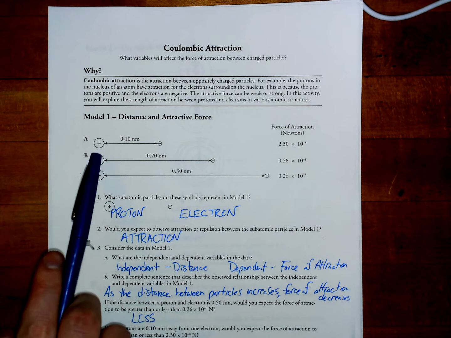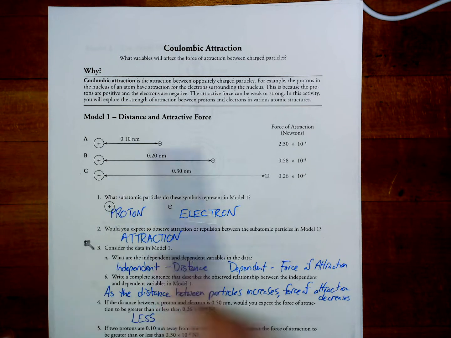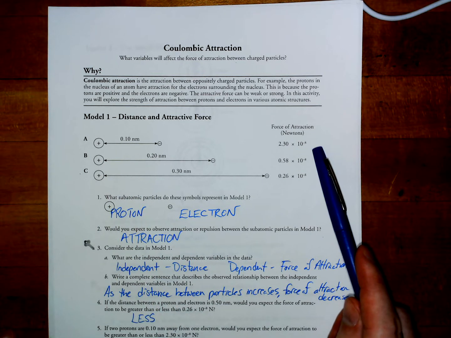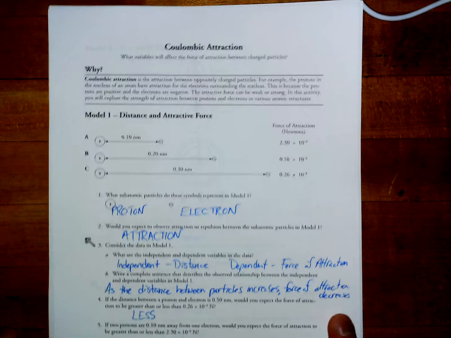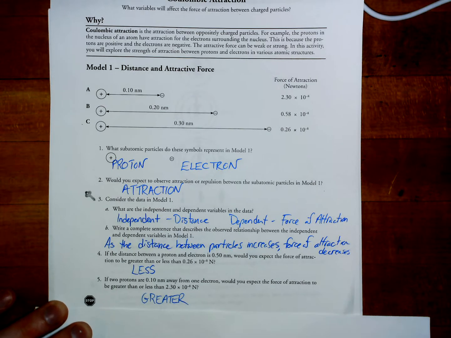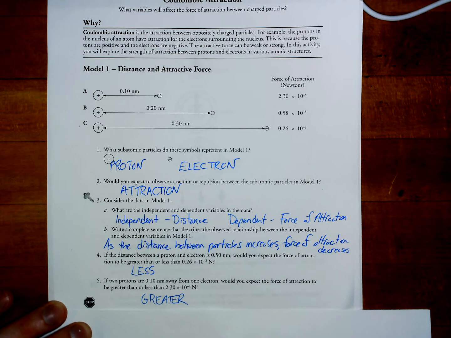So when I have one proton and one electron at 0.1 nanometers, my force is 2.3 times 10 to the negative 8th. If I were to add another positive proton, I should slide up so we can see this. If I were to add another positive proton, it would make sense that my force of attraction would be greater because there would be a greater positive charge.